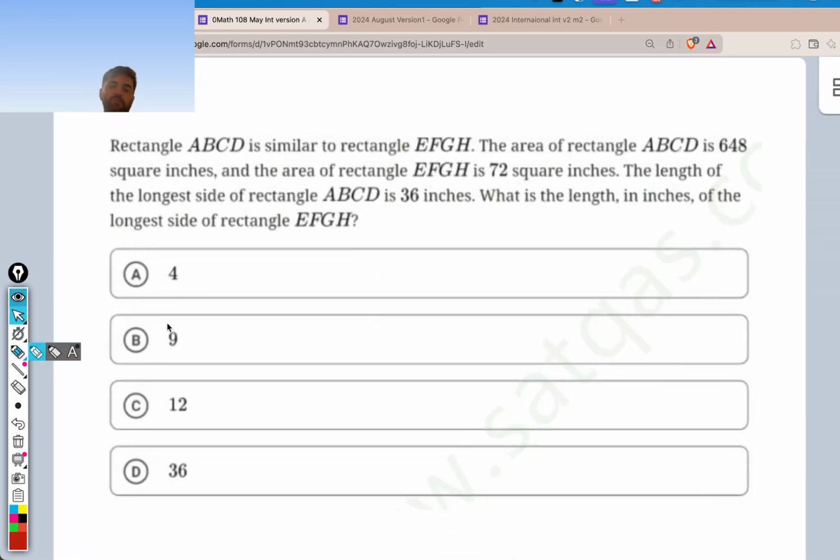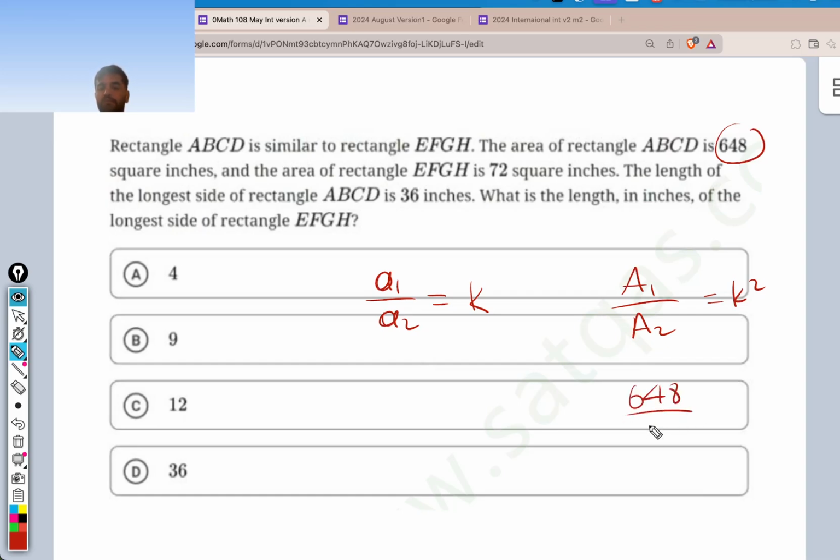For 18 we must use this formula. A1 over A2. Any ratio of any lengths like height 1 over height 2, perimeter 1 over perimeter 2 is equal to K. And A1 over A2 will be equal to K squared. Let's look area. It is 648. Let's think it as A1 and 72 is equal to K squared. Write to decimals. You will get K squared is equal to 9 and K is equal to 3 from here. So it means that the ratio is also 3. 36 over A2 is equal to 3. And A2 is equal to 12 here. Answer is 12.